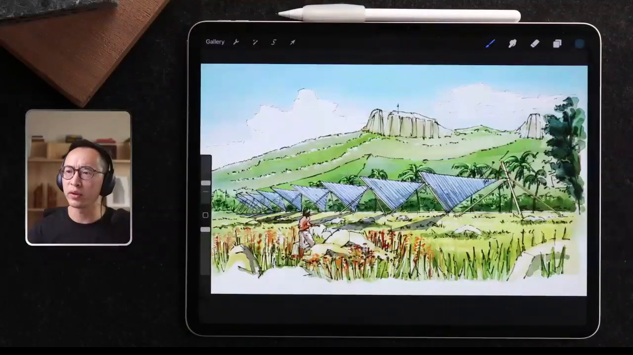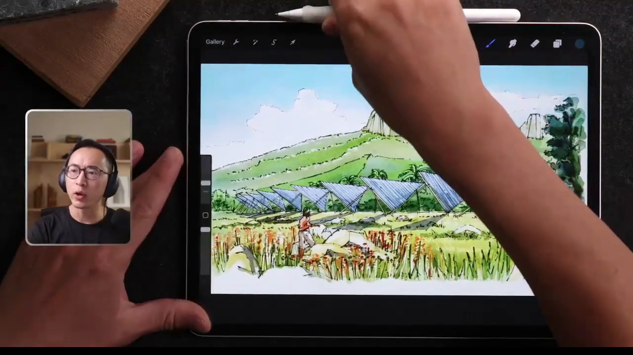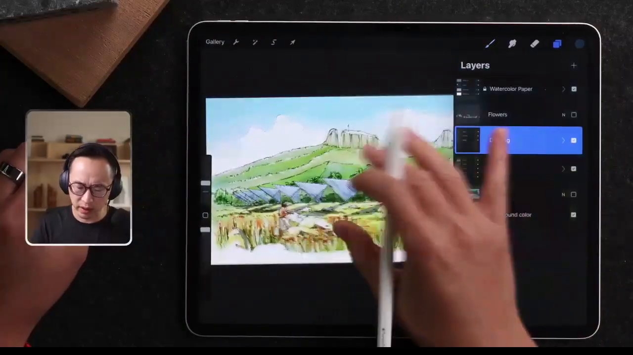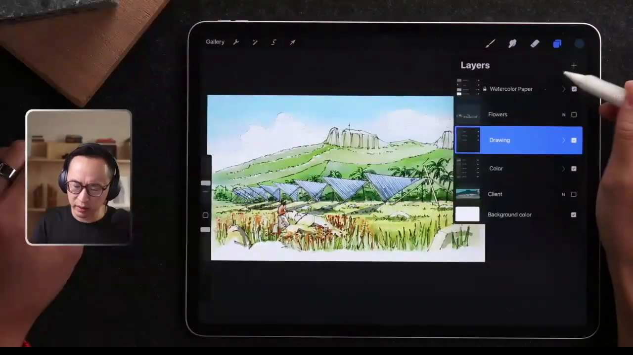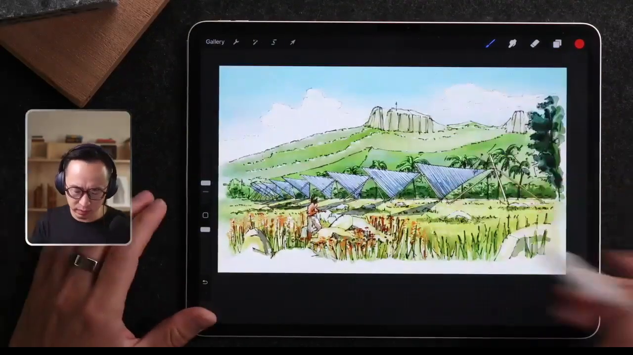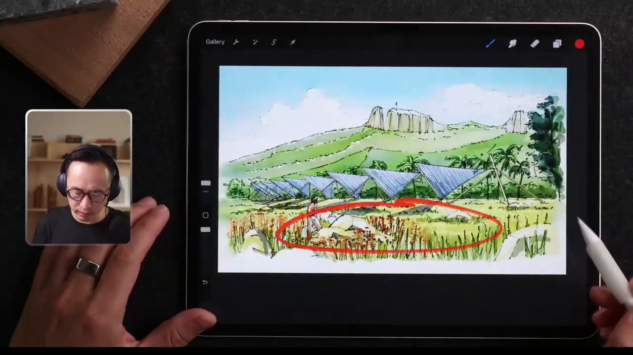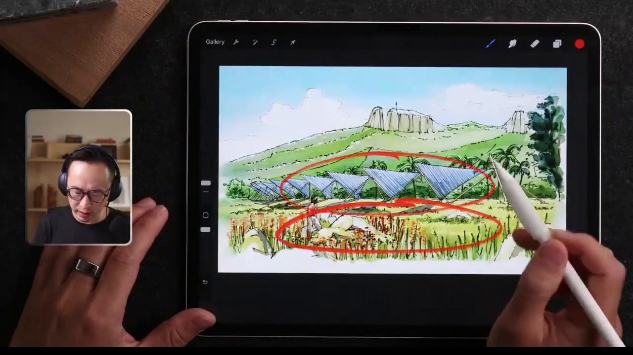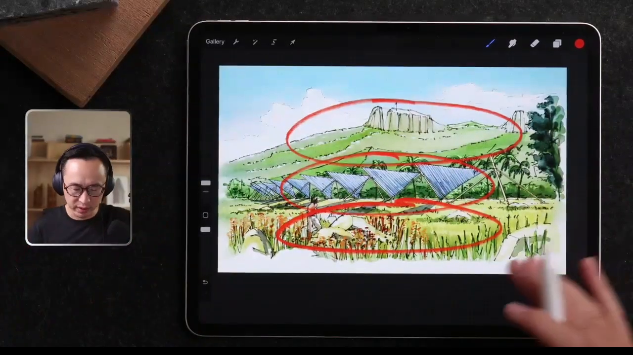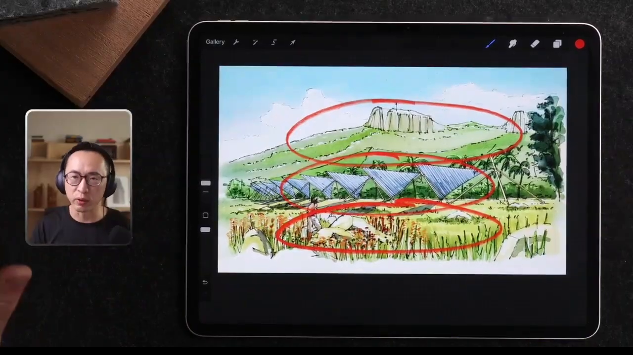I'll show you some of the things that I think are very important in a composition. So the first one is having three levels of detail, and that's your foreground, your midground, and your background. And why is that important? Because it leads your eye through a story.